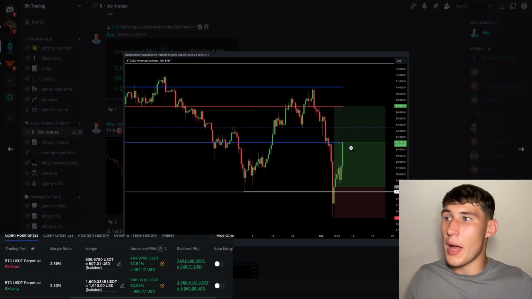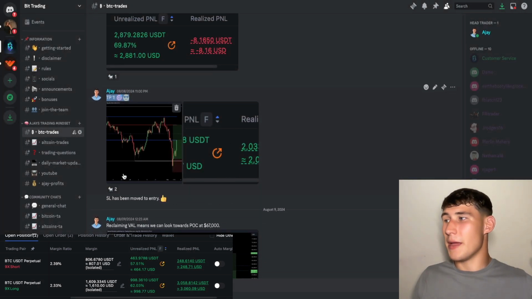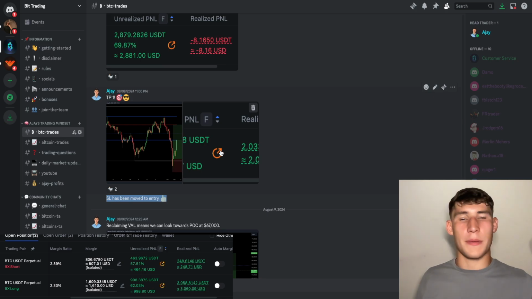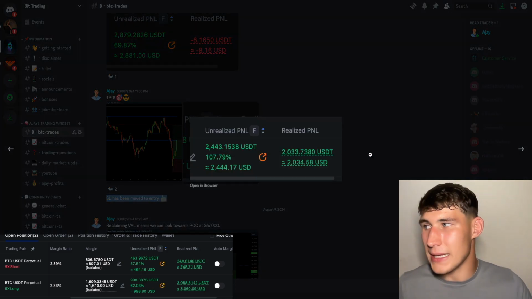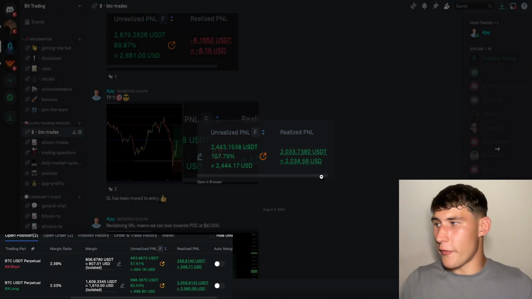We saw price come up to value area low to take that TP1. As you can see there, telling the team I'm taking a TP1. Stop loss has been moved to entry. So this is now a completely risk-free trade. As you can see there, realizing $2,000 in profit.